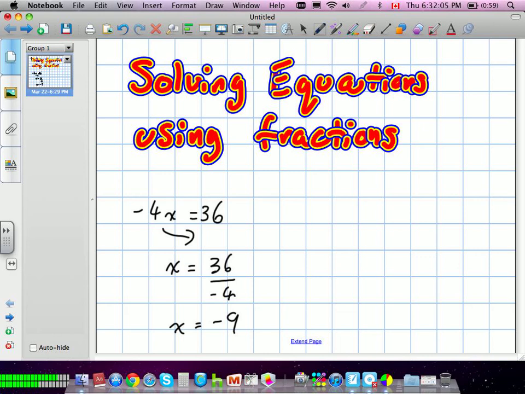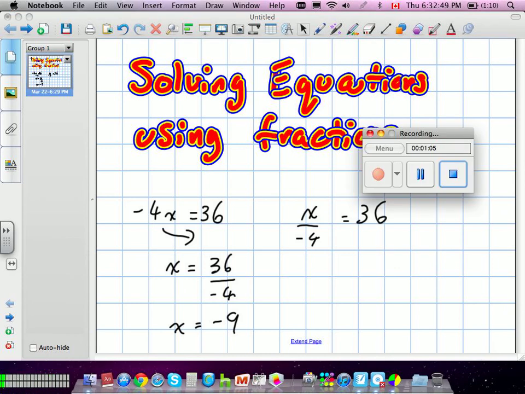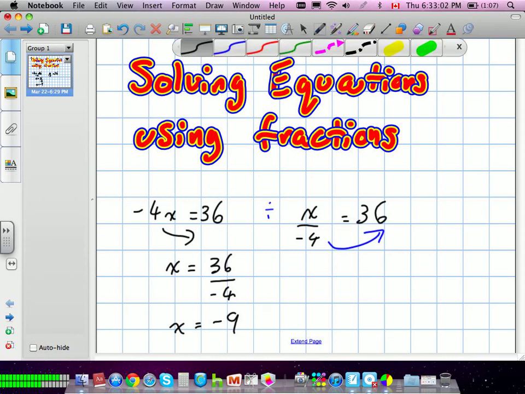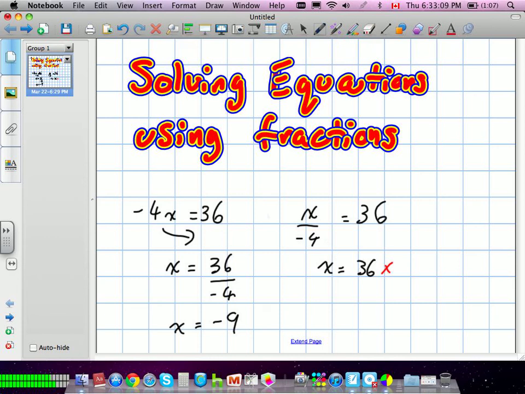Yeah, that's right. Negative 9. So then let's think of the opposite of this. That would be something like x divided by negative 4 is equal to 36. A fraction, or this line here, is what operation? Division. So if we were to move the 4 to the other side, what is the opposite of division? Multiplication. That's right. So x is equal to 36 multiplied by negative 4. We did the opposite operation.